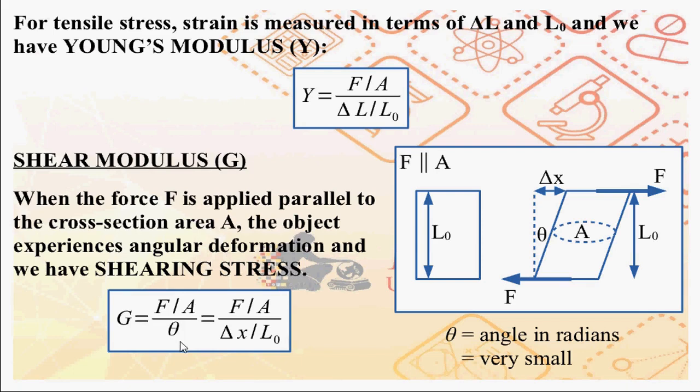For very small theta, tangent theta is just equal to opposite over adjacent. So, delta X divided by L naught. For very small theta, tangent theta is almost equal to theta. So, theta is just equal to opposite over adjacent, delta X over L naught.